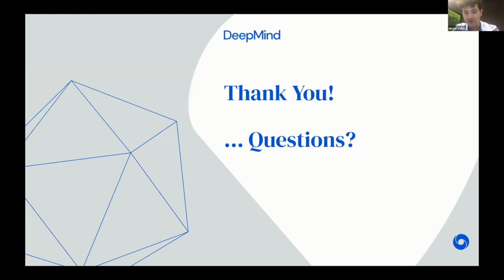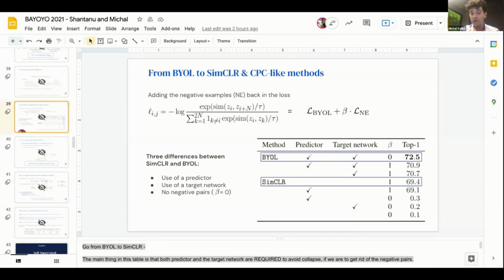Yes, and if you can show the hidden slide number 39, if you have time. We actually tried these ways without the predictor, and if you remove the predictor, it does not work. The reason we do it is that we need to counteract this effect of collapsing. In general, a constant embedding, which is absolutely uninformative, is also a good solution for this loss function, so it's important to have several things in place. In this table, thank you, Shantanu, we can see which things are put in place. If we don't want to use negative examples, which is the column beta equals 0, the only combination that doesn't get close to 0% is the one where you use both the predictor and the target network. If we remove the predictor, the last three columns, that doesn't work.